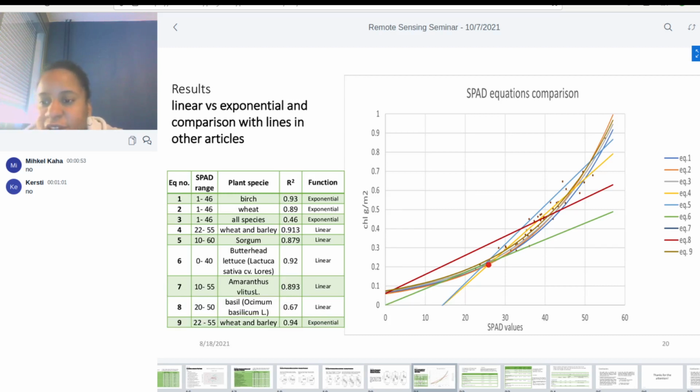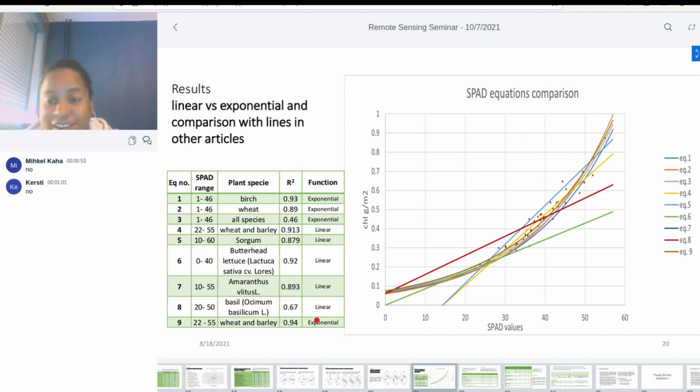So here we have taken our equation, which is equation number 4 and number 9. And then we have also plotted other equations that were proposed in other articles to describe the relationship between the chlorophyll content and SPAD values. And we can see here that the exponential equations proposed in the different articles, in spite of being developed for different species, are really close to one another, and they seem also to fit our data pretty well.